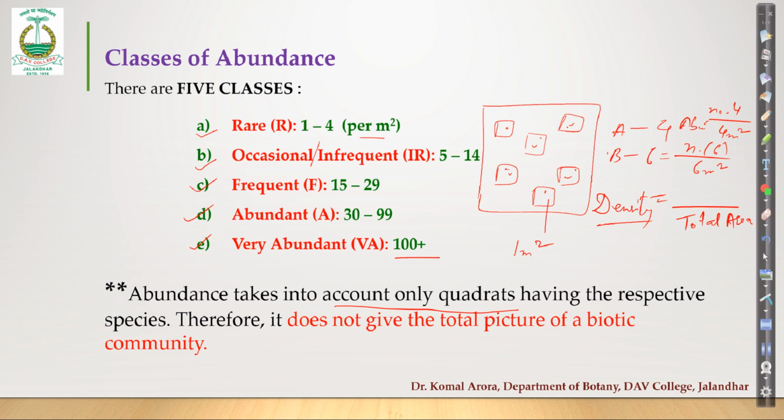Means if I am finding the density of species A, that will be the total number of plants of species A in different quadrats divided by the total area. If you have laid 6 quadrats, it will be 6 meters square, irrespective of the fact that the species was present in only 4 quadrats, right? So that's why we say that abundance does not give the real picture of the community. Why? Because we are not considering those sampling areas where the species is not present. So that is the basic difference between abundance and density.